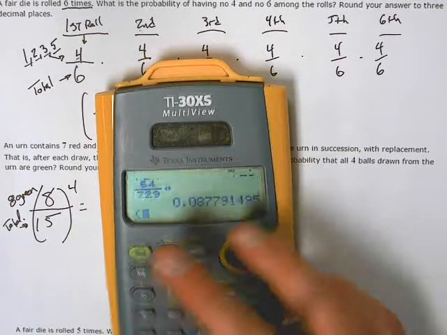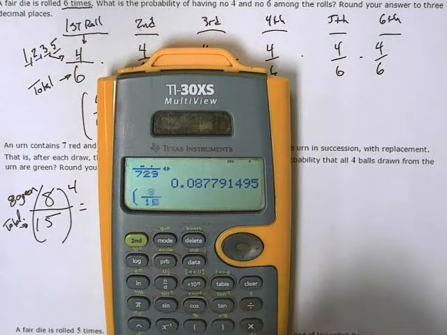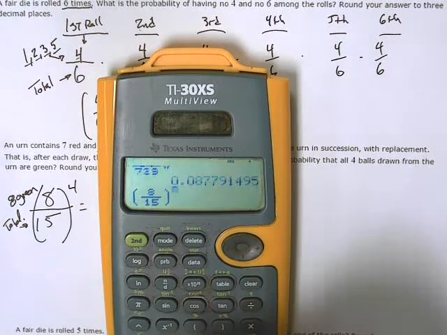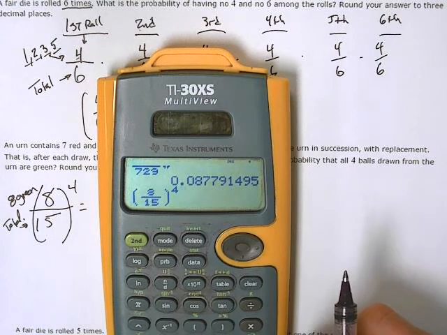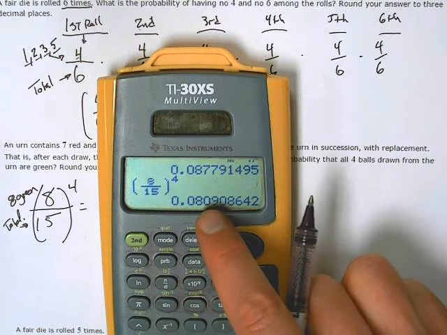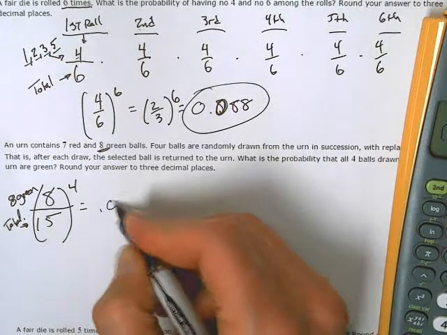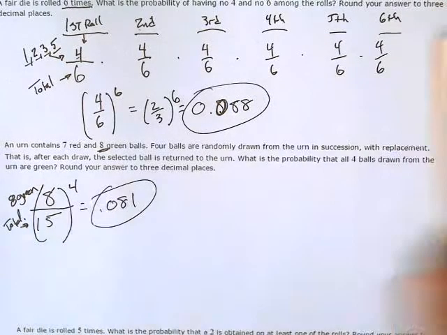So I'm going to do the calculator action, 8 over 15 to the 4th, since we're doing this 4 independent different times, and I get 0.081. That 9 rounds the 0 to a 1. So 0.081 would be the probability here.